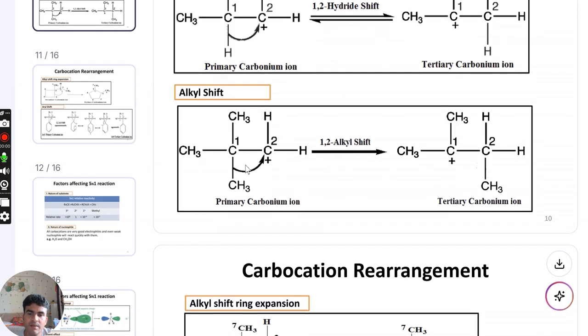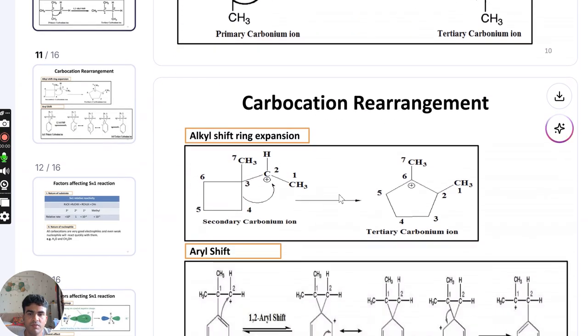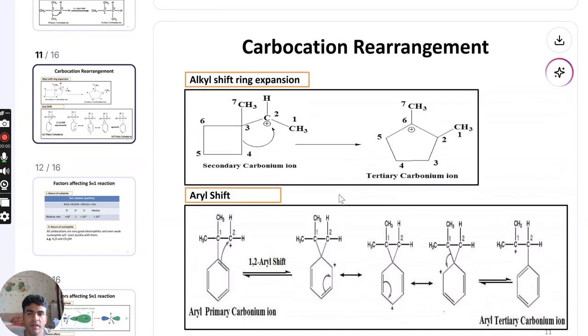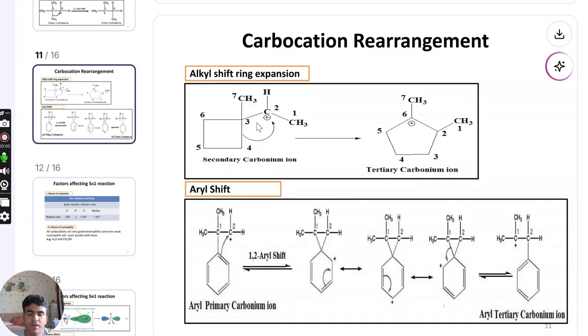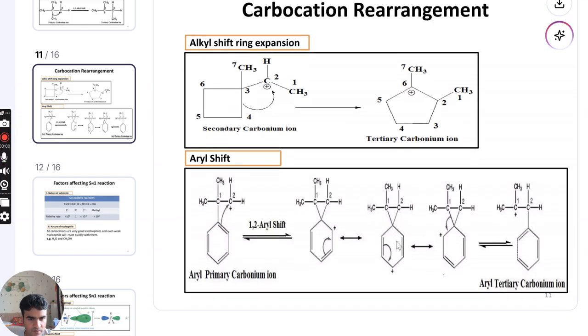Now an alkyl shift can also happen. Here the methyl group is shifting, a 1,2 shift is happening, so a 3 degree carbocation will be formed. Again, in this other carbocation rearrangement reaction, a 4-member ring will expand to a 5-member ring. Here an aryl shift is happening through a 3-member intermediate carbocation, as you can see.